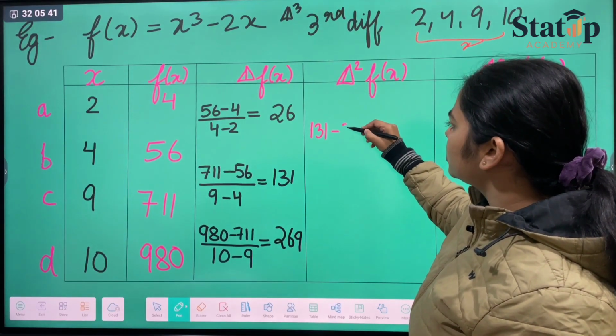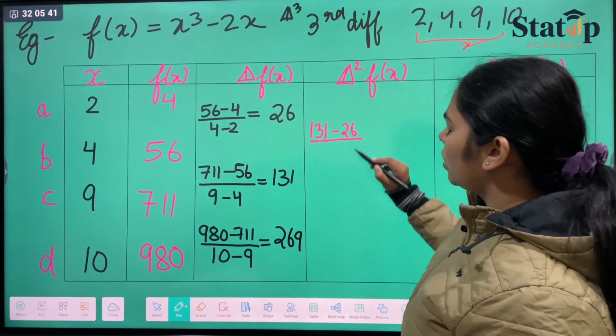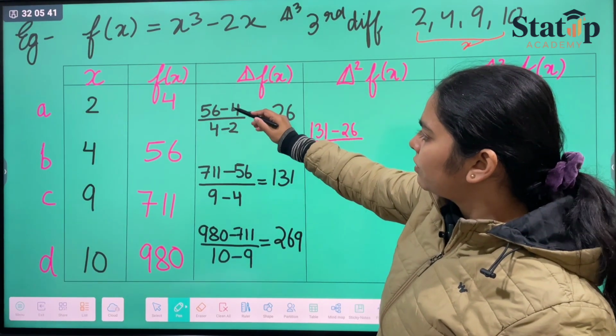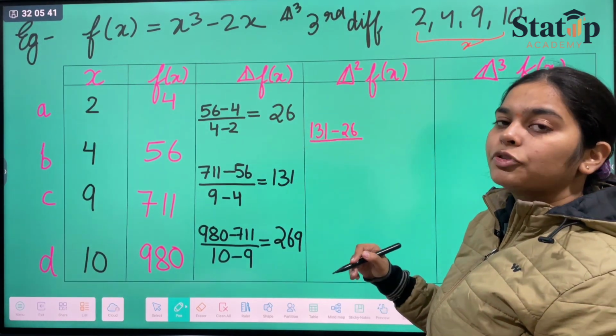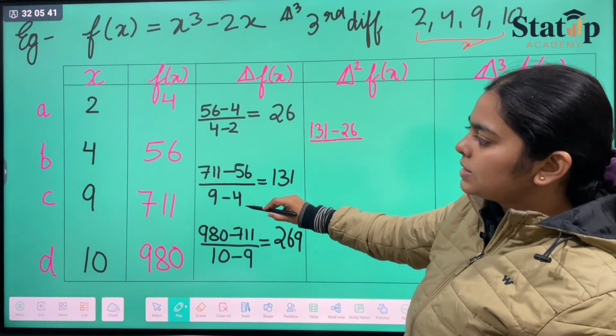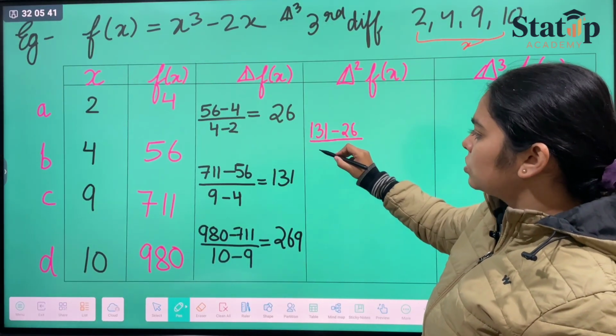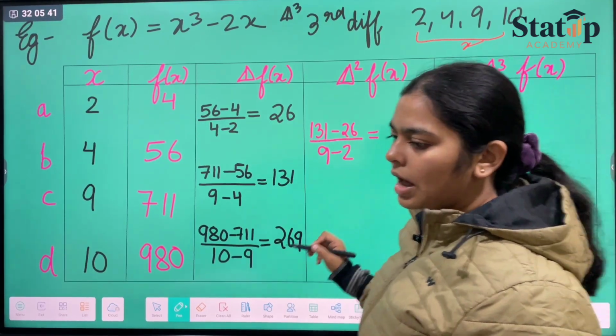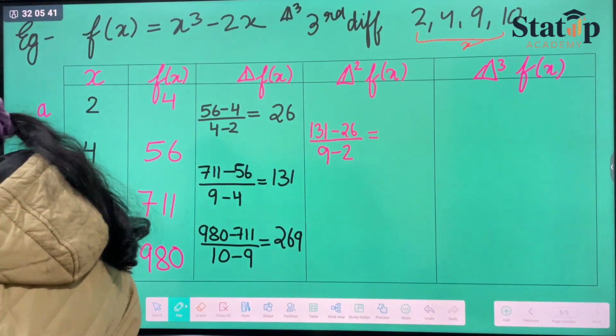131 minus 26. Now what will be the differences? Because it is of C and it is of A. So I told you that we have to subtract the smallest from the highest. So highest is C and smallest is A. So C minus A will be 9 minus 2. So our answer will be equal to 15.